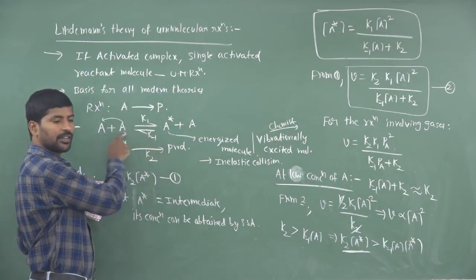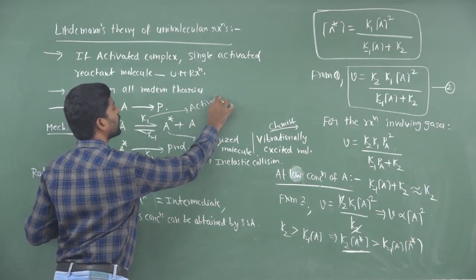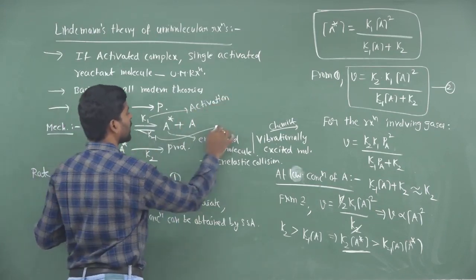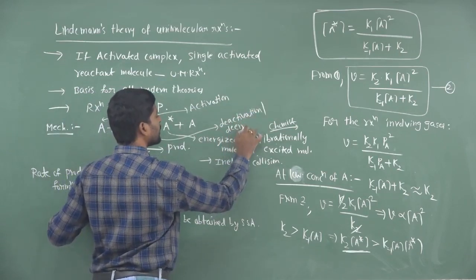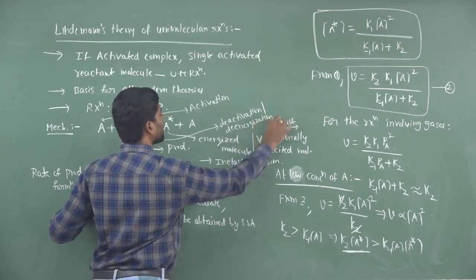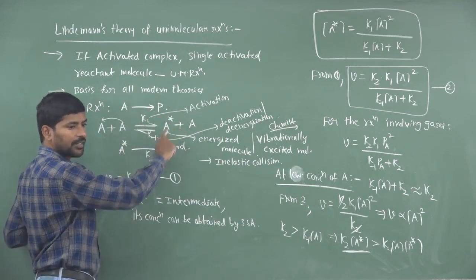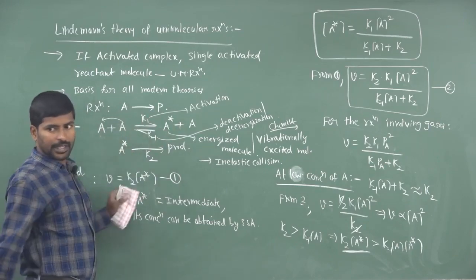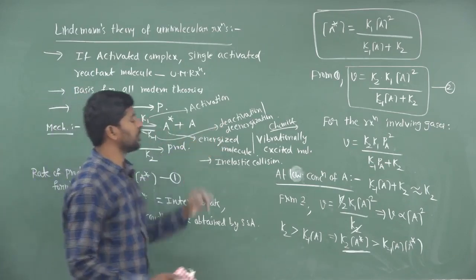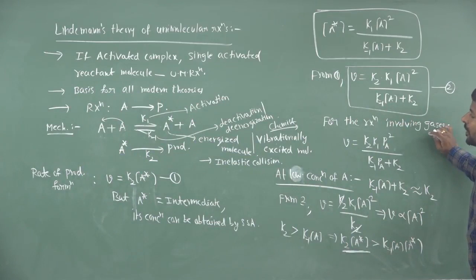The backward reaction is also called the deactivation step, and the forward reaction is called the activation step. Another name for the backward step is the de-energization step. Here A star is energized, activated, that's why the forward reaction is called activation step. Whereas in the backward reaction, A star is deactivated, so that is called deactivation or de-energization step.